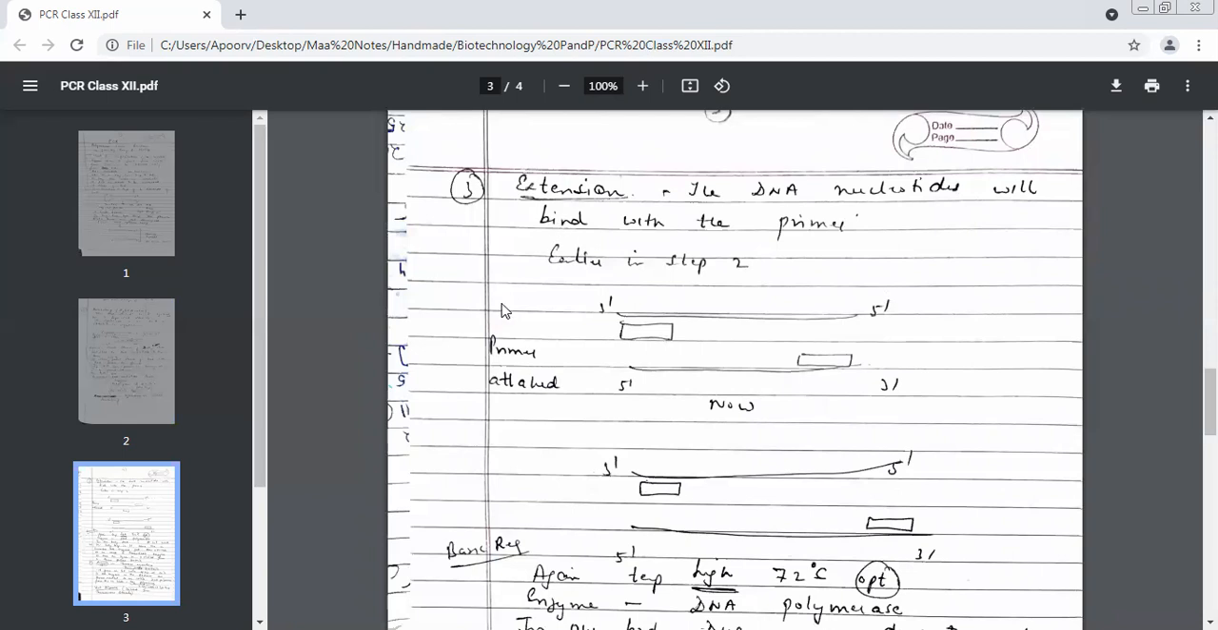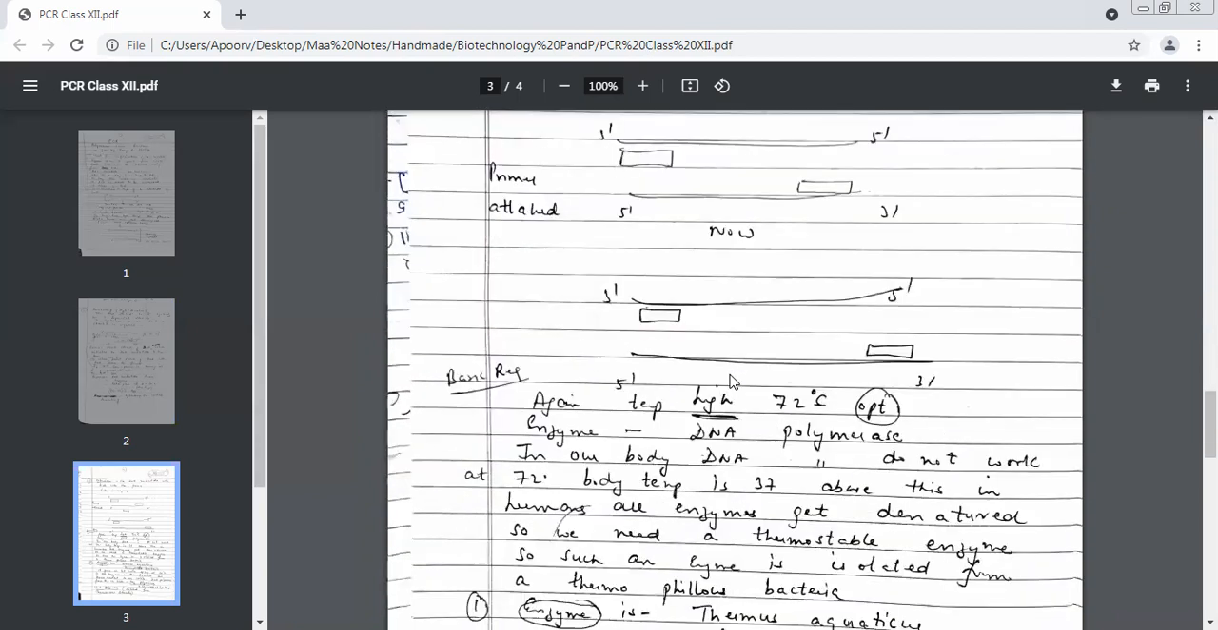Let me explain it to you. This was the first strand which we got. This was the second strand. This primer is already attached on the first strand, at which end? 3' end. And here also the primer is attached at the 3' end. So this process, annealing, was already done.